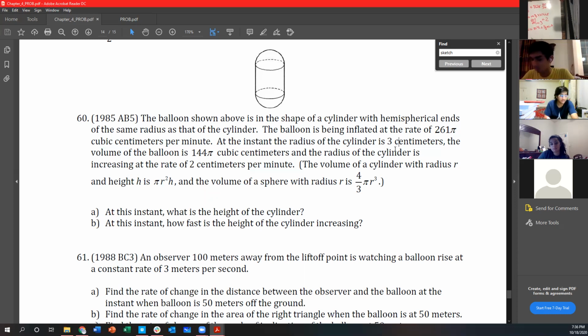We don't need to do calculus for part A. For part A, we know volume. They tell us when r equals 3, volume is 144 pi. And we know that r is equal to 3. So this is 3 squared h plus 4/3 pi times 3 cubed, right? And now you just solve for this. So this will be 144 pi equals 9 pi h.